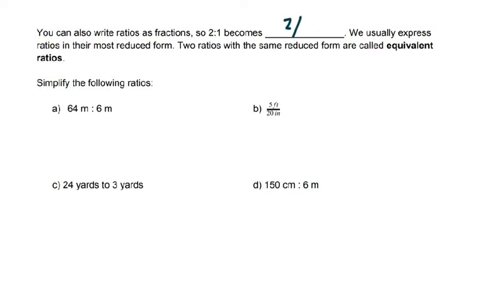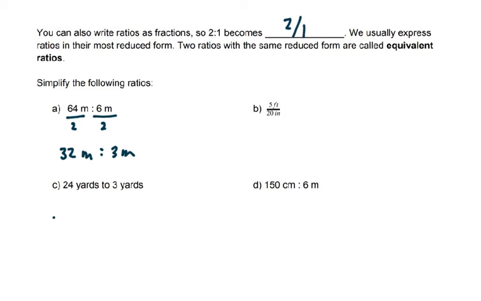And yeah, we can write it as a fraction if we wanted to. So we look for the biggest number that both things can be divided by, which in this case is 2. I get 32 meters to 3 meters.